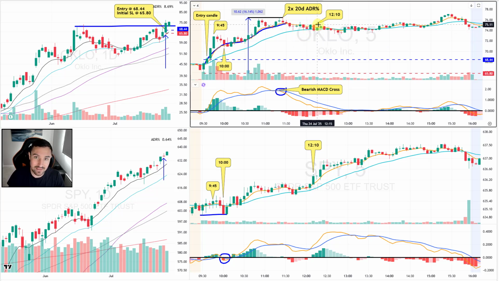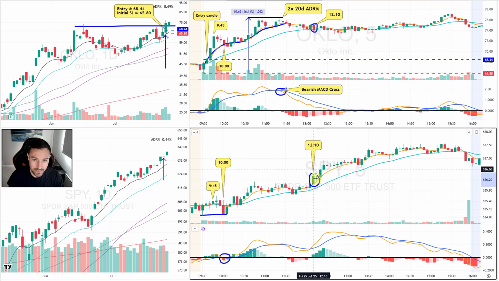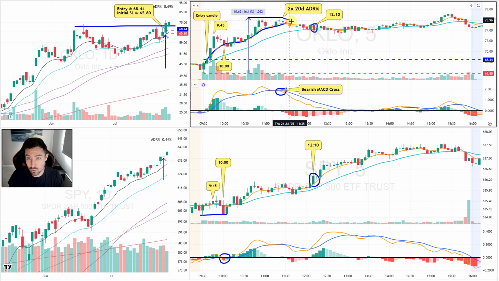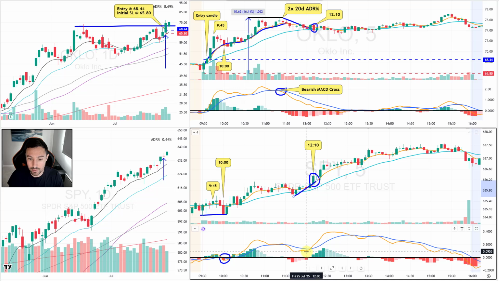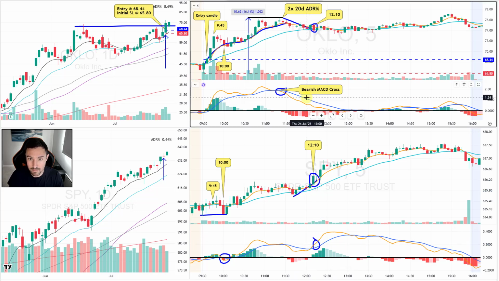Now at 12:10, this is where we really start to see intraday relative weakness. Note what the SPY has done at 12:10 relative to Oglo. Oglo's rolling over here. The very short-term trend is now down, whereas what do you see with the SPY? It's now up. MACD bullish for the SPY, MACD bearish for Oglo. So Oglo now is indicating, I'm done for the day, lads.